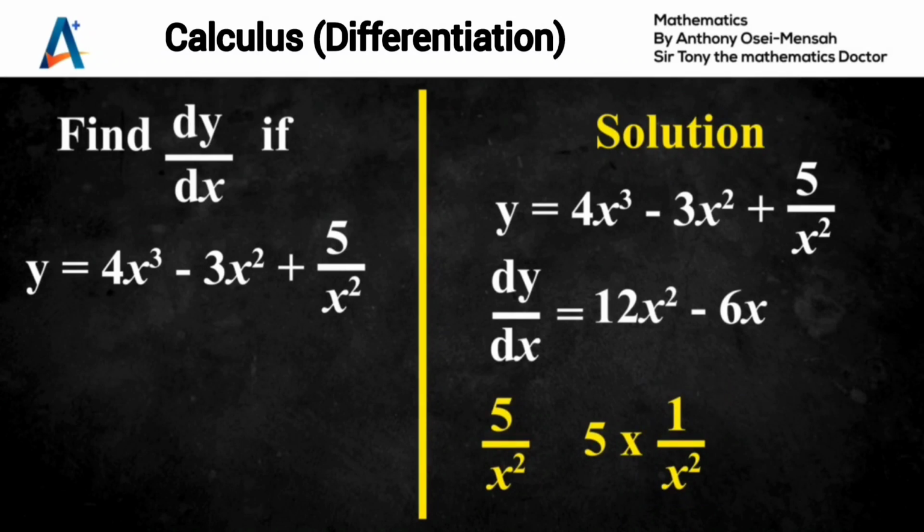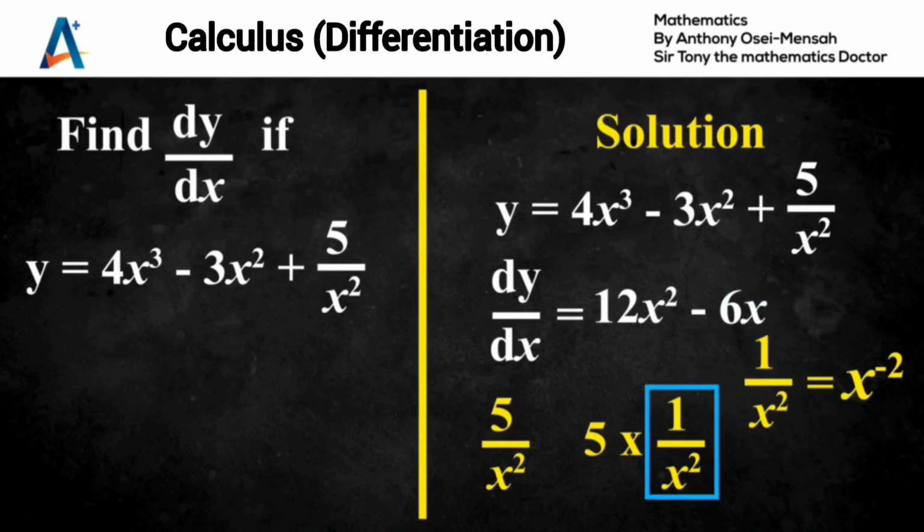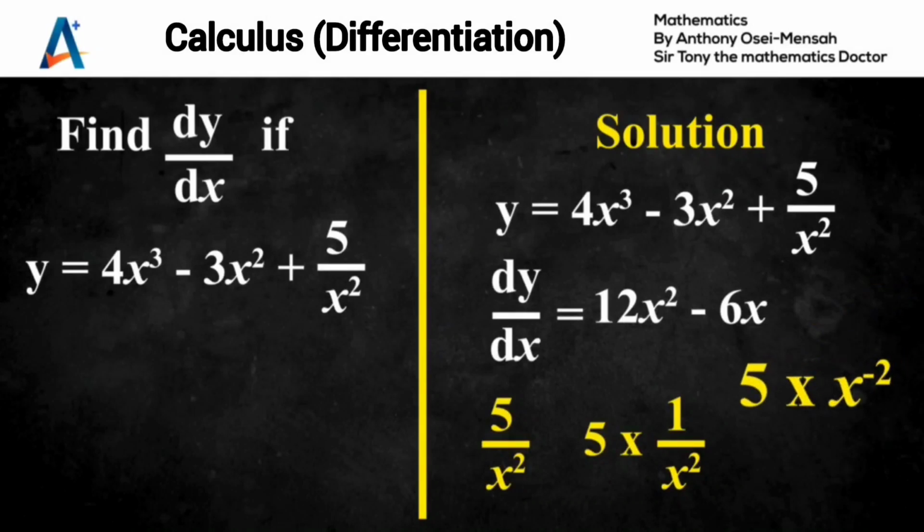Now, 1 divided by any number is that number raised to its negative power. So you see that I have 1 divided by x raised to the power 2. It is going to become x raised to the power negative 2. So I'm trying to say 1 over x squared is also written as x raised to the power negative 2. So with that, I am going to convert this expression into x raised to the power negative 2. So it will become 5 times x raised to the power negative 2. Then I'll get the final number as 5x raised to the power negative 2.